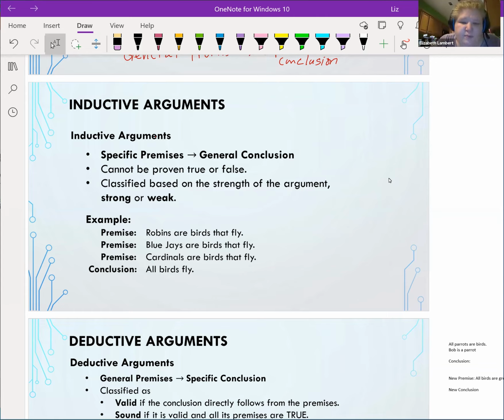So this one, 3 premises. Robins are birds that fly. Blue jays are birds that fly. Cardinals are birds that fly. Those are all true. All birds fly. Nope. We know the ostrich doesn't fly. Several others, penguins.